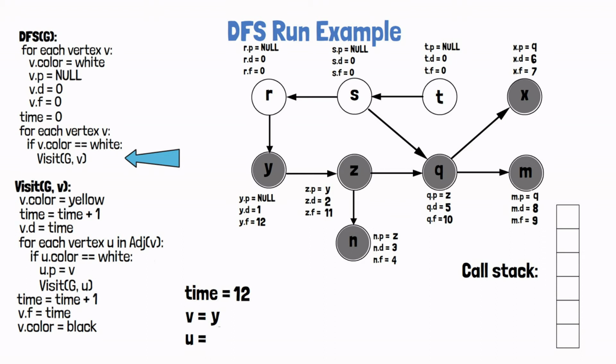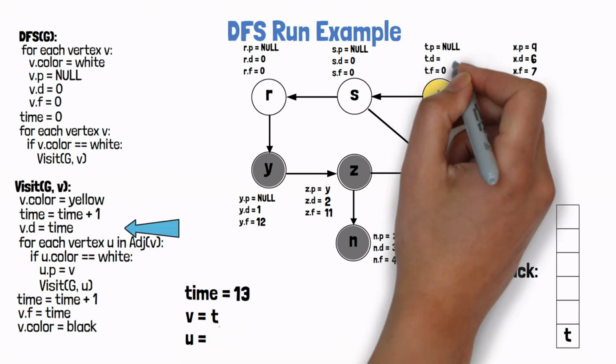We then need to continue the search from another starting vertex, so we go to the for loop and encounter the vertex t. Note that if we would encounter a vertex that was already handled, we will just skip it thanks to the check if its color is still white. T is still white, so we visit t. We set its color to be yellow to mark it was discovered. We increment the time to 13 and update the discovery time of t to be 13.